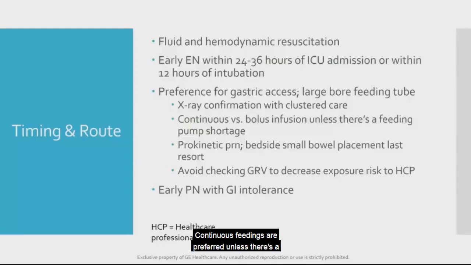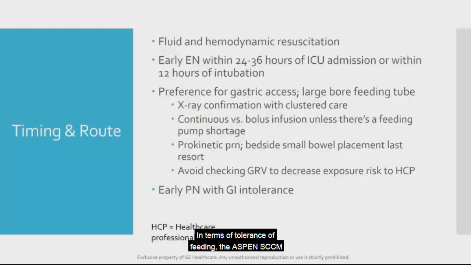Continuous feedings are preferred unless there's a feeding pump shortage. And use of prokinetic agents is an option if patients have intolerance to gastric administration. But repositioning feeding tubes, if that becomes necessary, should take place at the bedside if possible, so that travel and other sources of contamination and exposure are minimized.